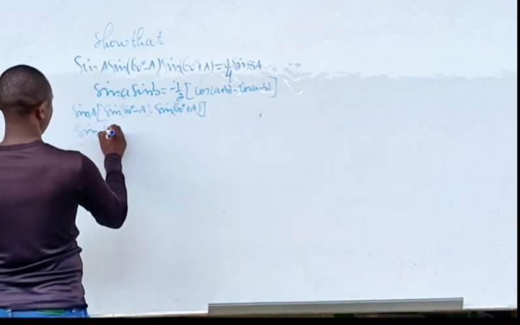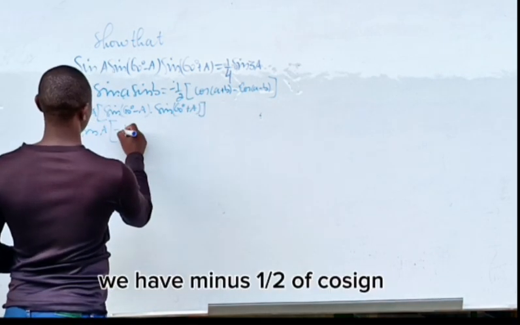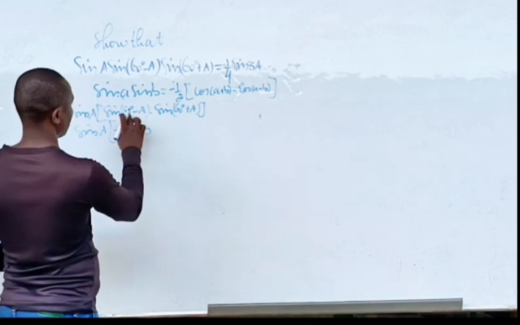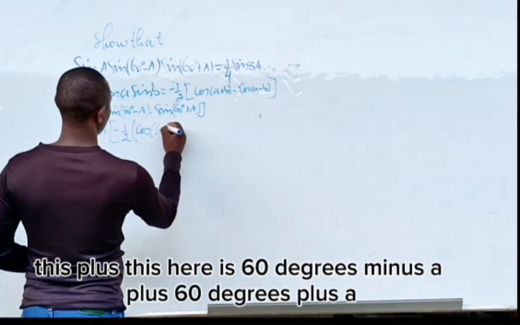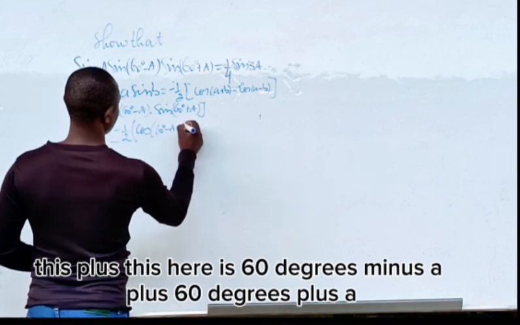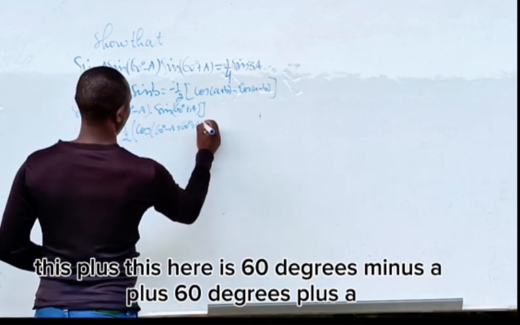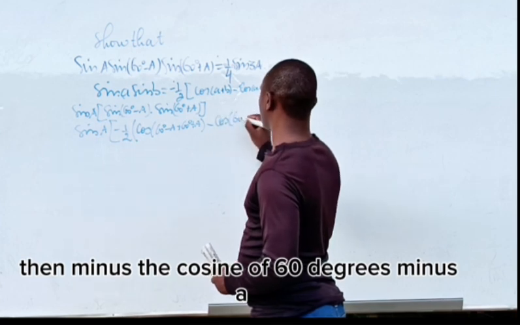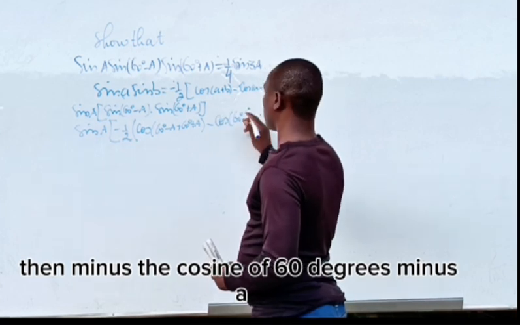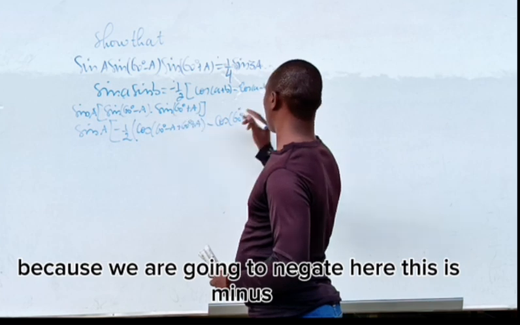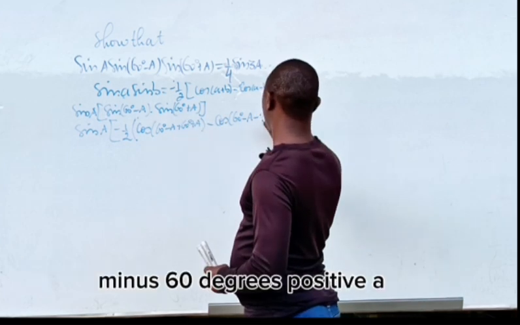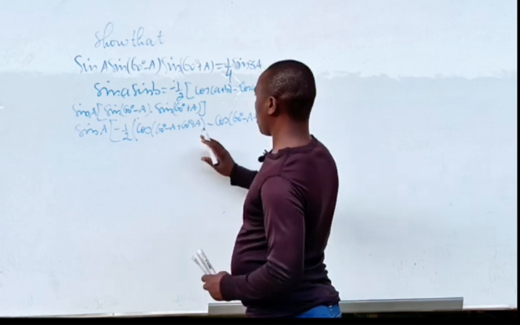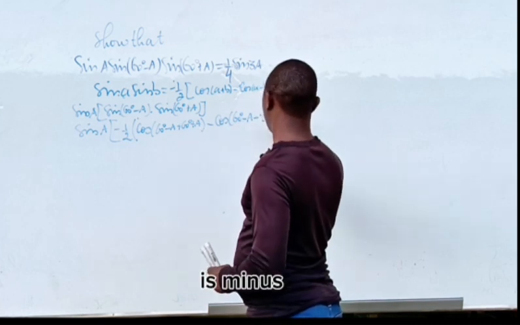Here is sine A. Let's apply this formula. We have minus a half of cosine of this plus this, which is 60 degrees minus A plus 60 degrees plus A. Then minus the cosine of 60 degrees minus A, because we are going to negate here, this is minus 60 degrees plus A. Sorry, it is minus.